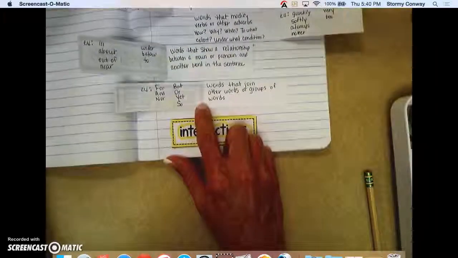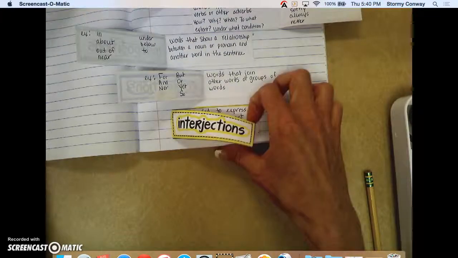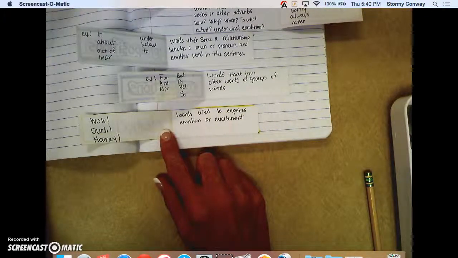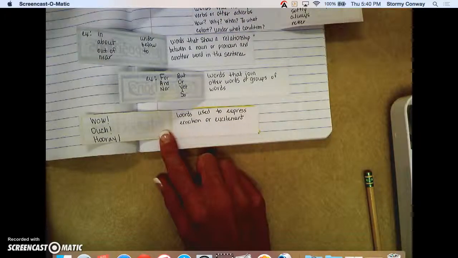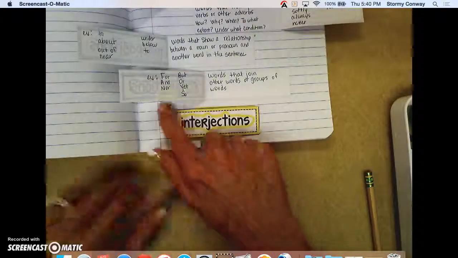Then our last part of speech is going to be interjections. Interjections are words used to express emotion or excitement. Now, even though interjections are mostly punctuated with an exclamation point, you can use a comma when you're adding it to the rest of the sentence, especially if it begins it, or you can end it with a period. It just depends on how you want it to be read, with excitement or just in a normal tone of voice. Okay, so here is your basic parts of speech review.